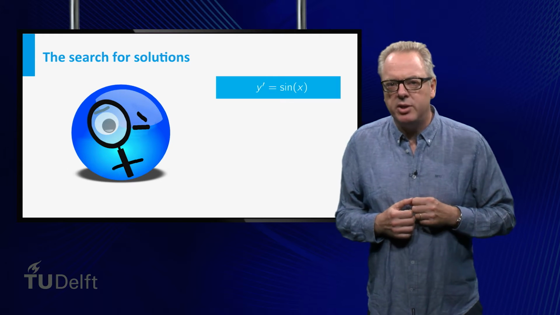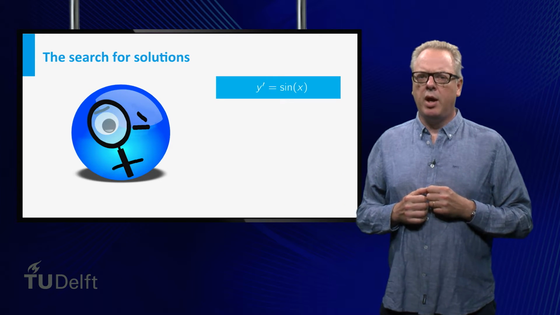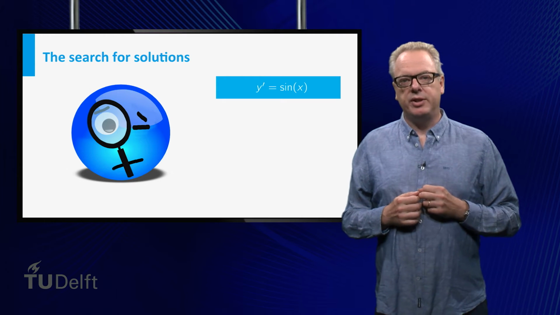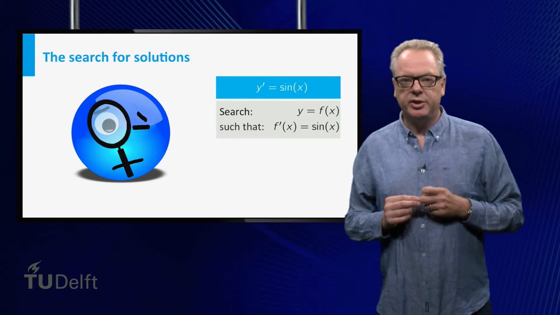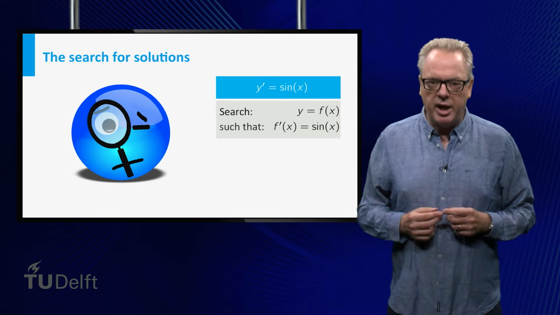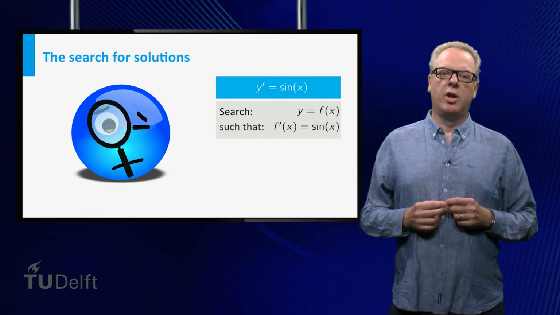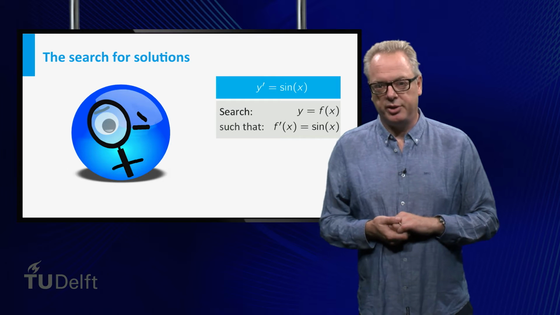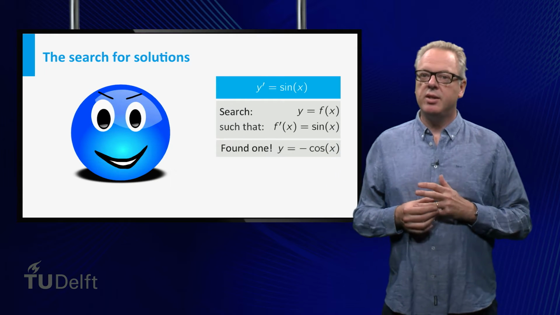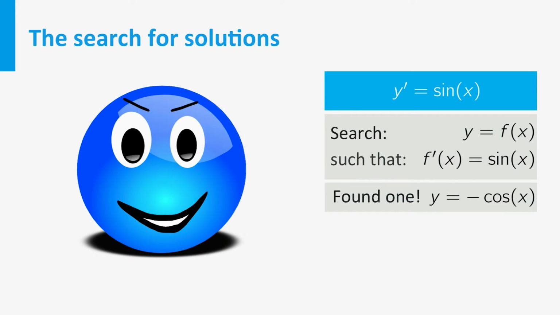Recall what is meant by a solution. Looking at this differential equation, we are looking for a function whose derivative is the sine of x. Of course, you know such a function, namely minus the cosine of x. Indeed, it is easy to check if this is correct. If you differentiate the function f(x) equal to minus cosine of x, you get the sine of x, which means that this function is a solution.